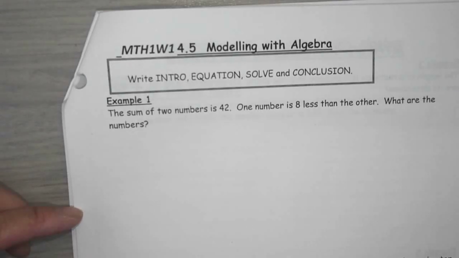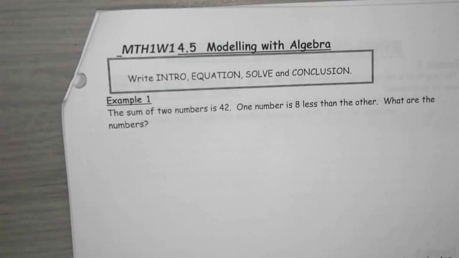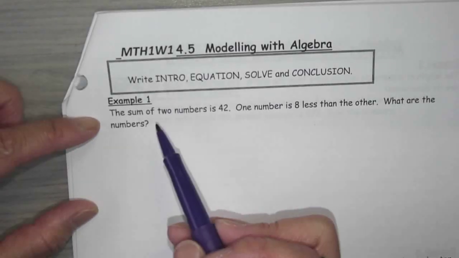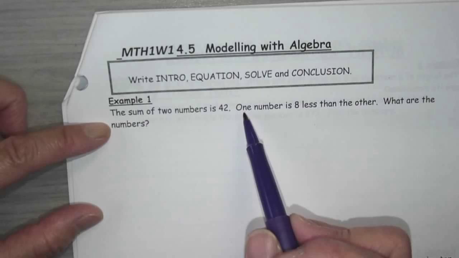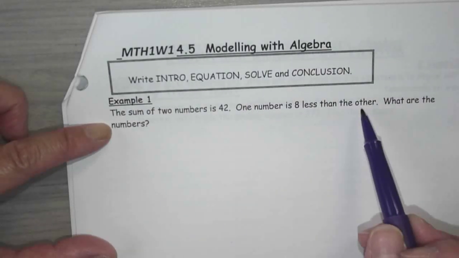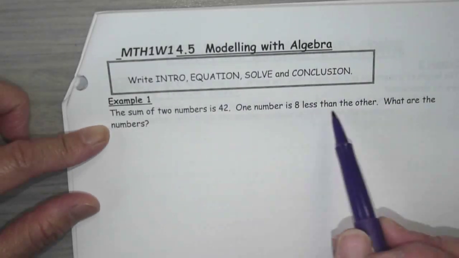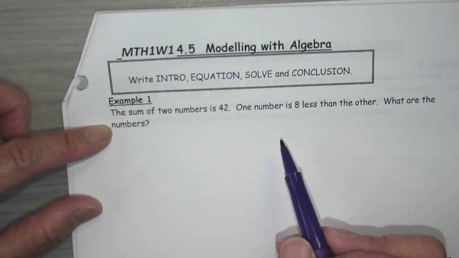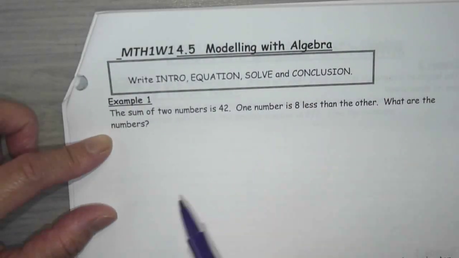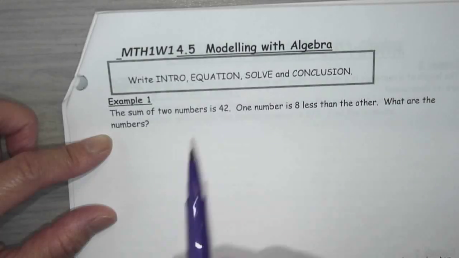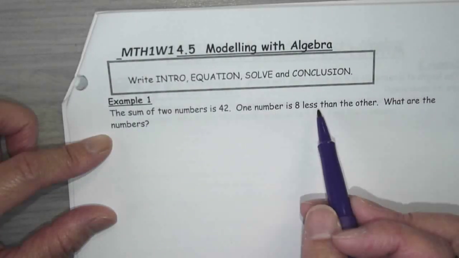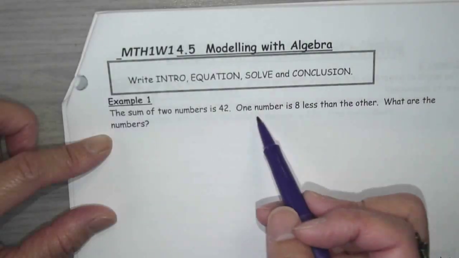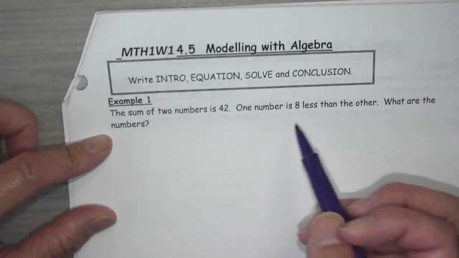So what we've got here is let x represent something, and then, oh, wait. So the sum of two numbers is 42. One number is 8 less than the other. So let's see if we want to do x, x minus something. I see this, 8 less than a number. So a lot of words here, right? The sum of two numbers is 42. So I know that there's two numbers I'm looking for. One number is 8 less than the other. Oh, that's not bad. So I know that one number is 8 less than the other.